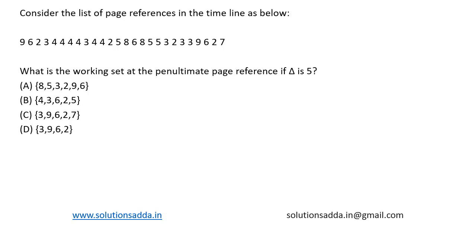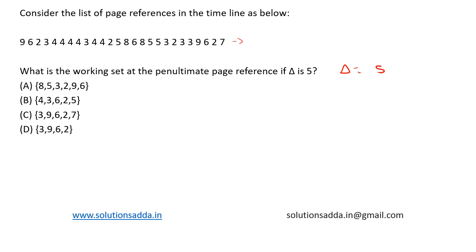This is a question from operating system. Consider the list of page references in the timeline as below, and this is the page set of reference. What is the working set at the penultimate page reference if delta equal to 5? Here, the working set window delta is given as 5. The working set window is a moving window. At each memory reference, a new reference appears at the end and the oldest reference drops off the other end.